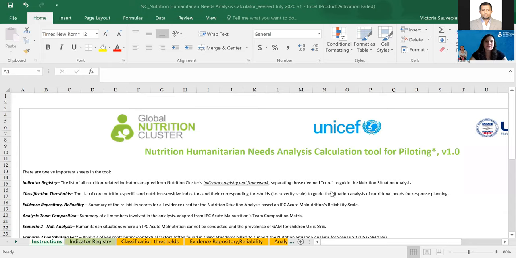And the objective of this session is to walk you through the different sheets of the tool and key considerations to keep in mind as you'll be testing it out in your countries.